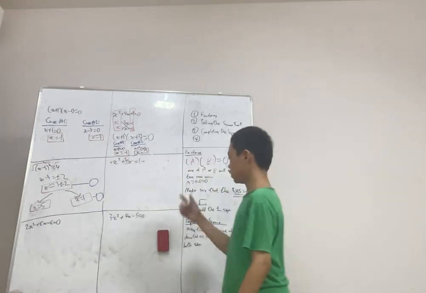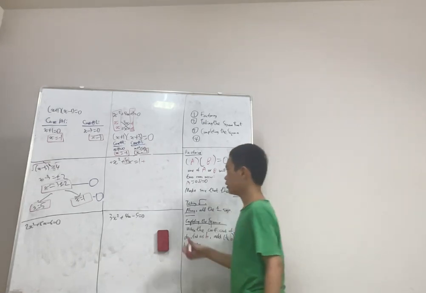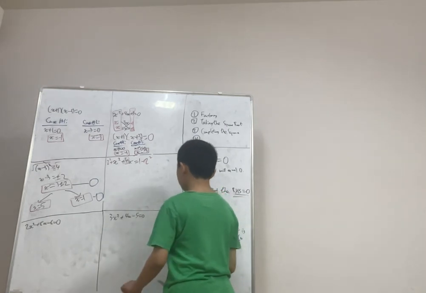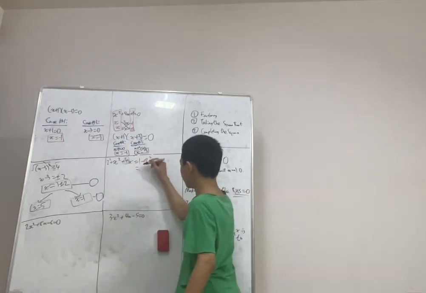So in this case, b is 4. So what's half of b? 2. Right, so we just add 2 squared to both sides. In this case, that's 4. Since this is 4, 1 plus 4 is 5.